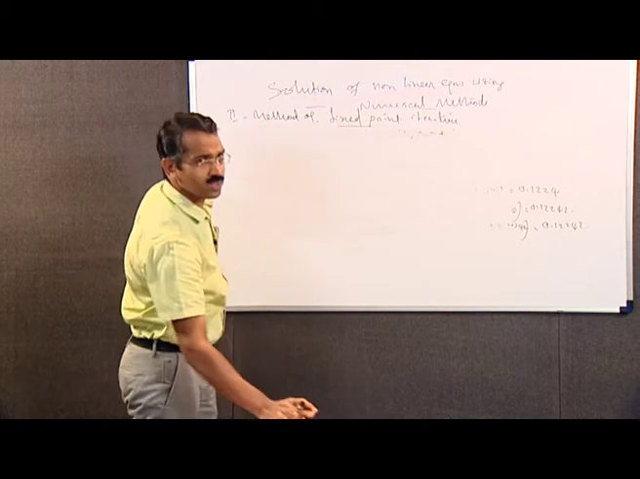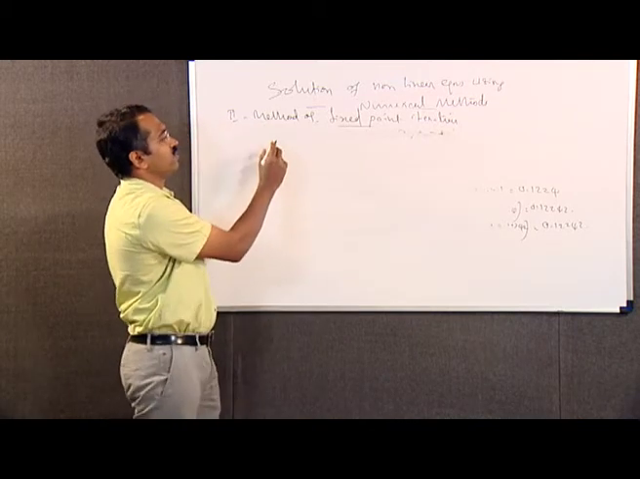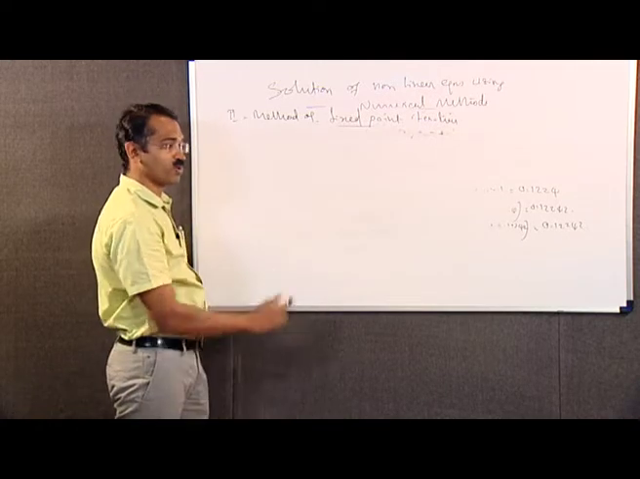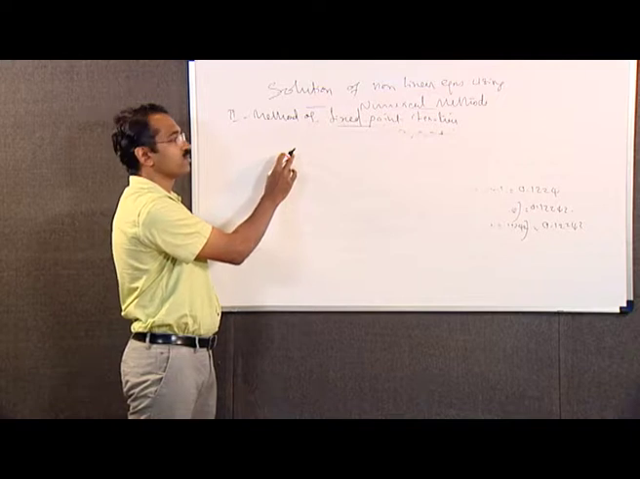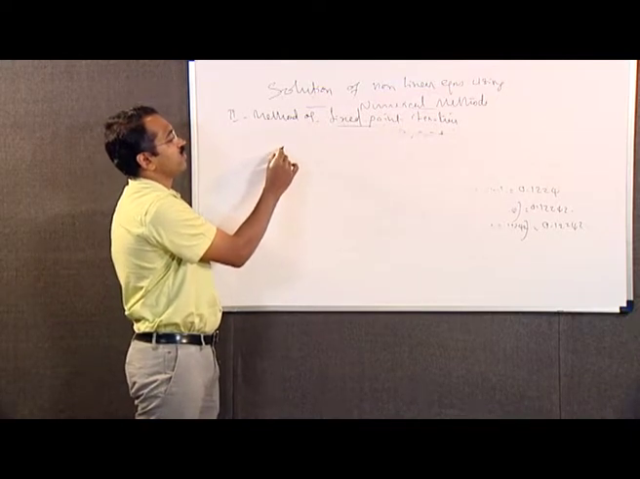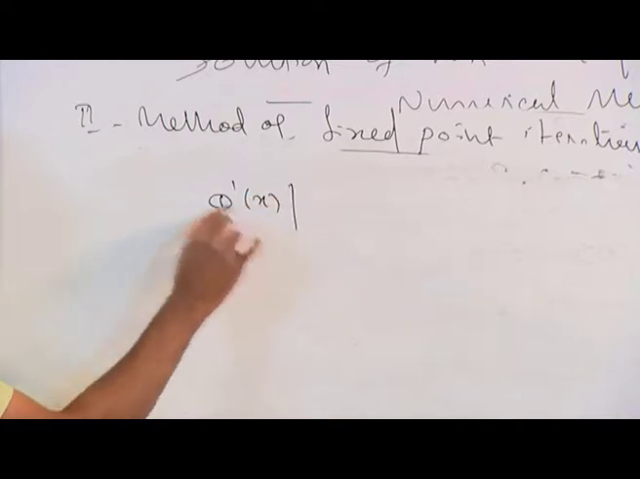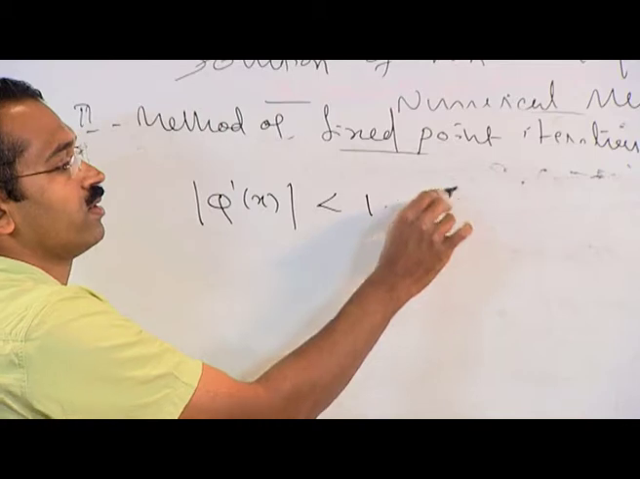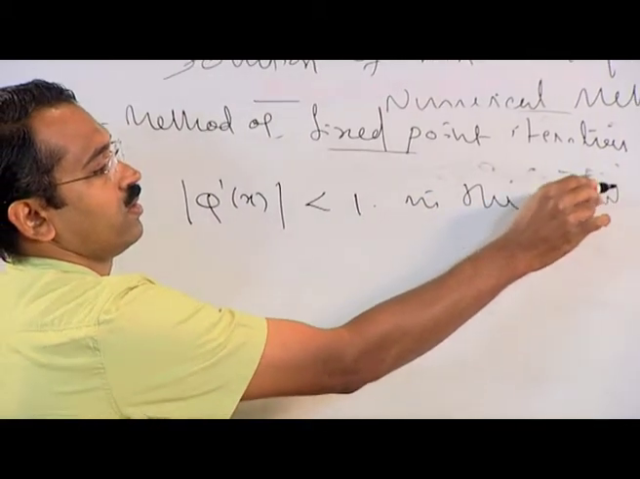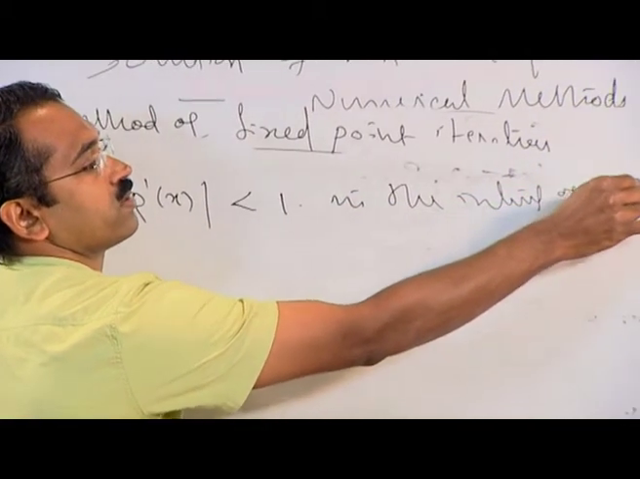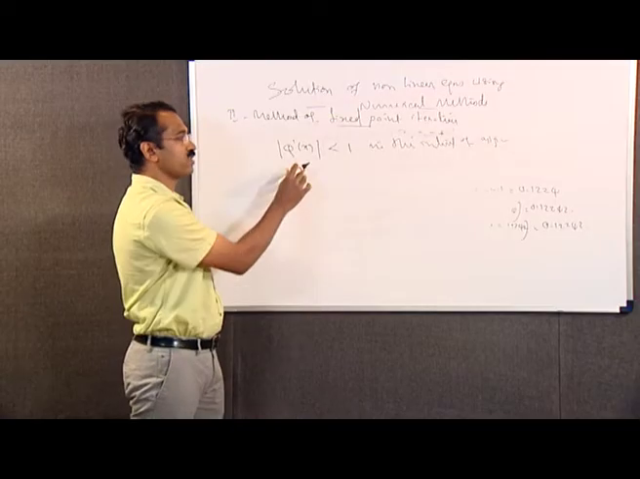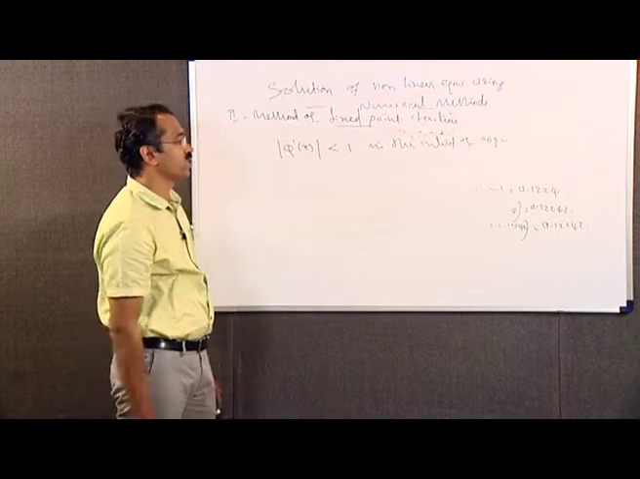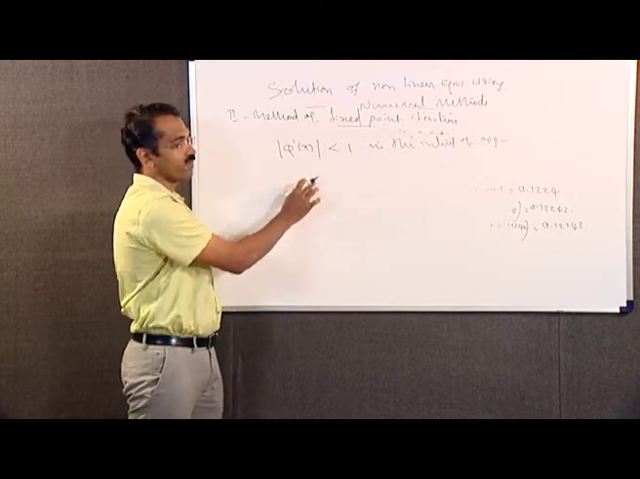Note that for this method, there is a criteria for the convergence of the approximate values of the exact root. That is, modulus of phi dash of x should be less than 1 in the interval of approximation. Otherwise, the values do not converge to a limit. This is the convergence criteria.